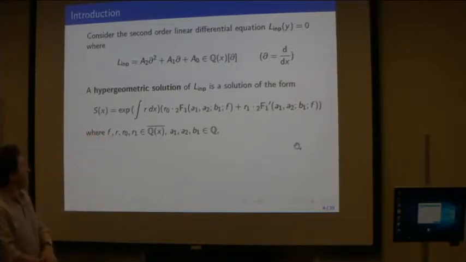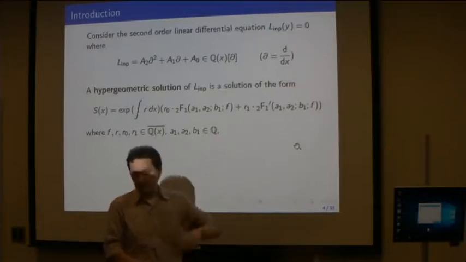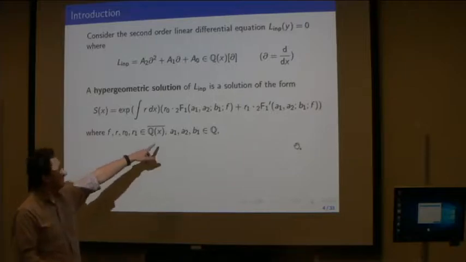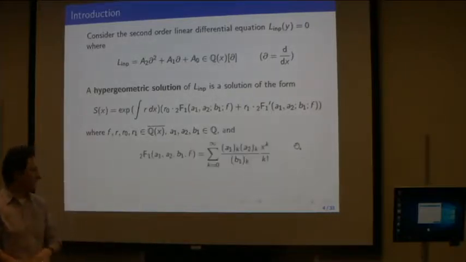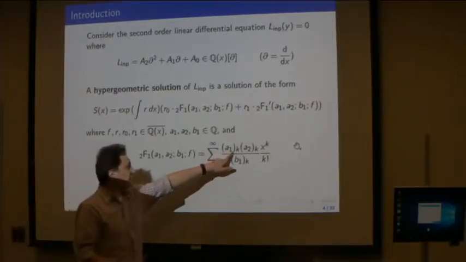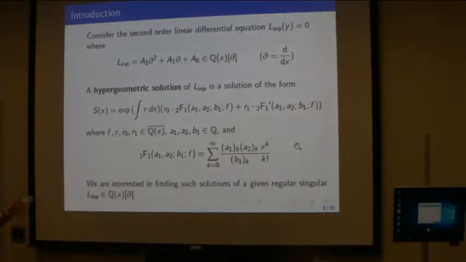S of x is a hypergeometric solution, so we have an exponential part times r0 times a 2F1 function plus r1 times the first derivative of that 2F1 function. We allow algebraic functions here, and these parameters are rational numbers, and 2F1 is defined by Gauss, an infinite Gauss series like this. This is a Pochhammer symbol, defined as raising factorials. We are interested in finding these types of solutions of a given regular singular differential operator with rational function coefficients. I said that there are algorithms, but sometimes they fail to find hypergeometric solutions.